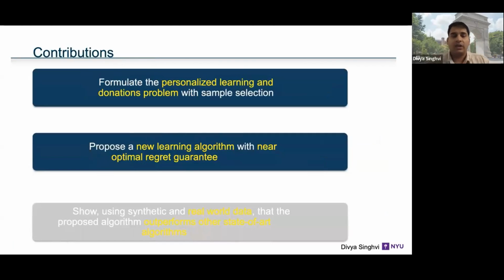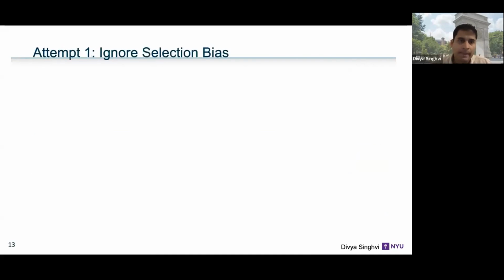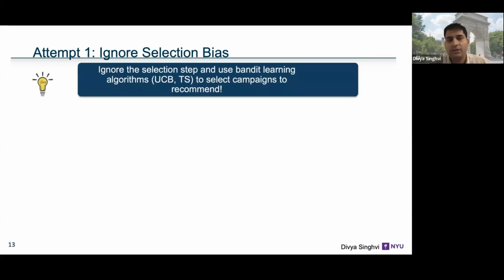Okay, so the next thing now that we have set up the problem is to think of how to solve this learning problem. How can we think of learning these donor preferences? One simple idea is to just ignore selection bias. Maybe what we really need to do is look at existing state-of-the-art learning algorithms, run them on this setting, and see if they perform well or not. Maybe we don't really need to come up with a specialized algorithm.